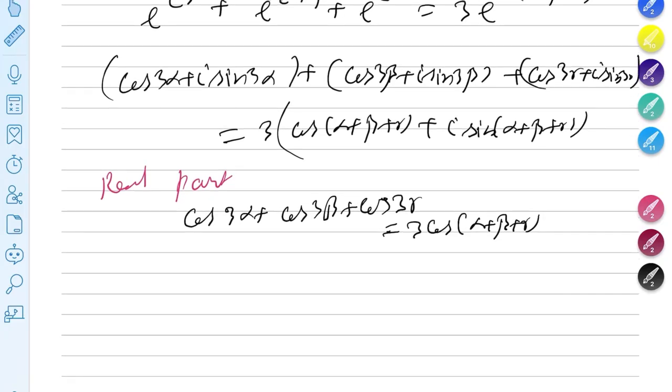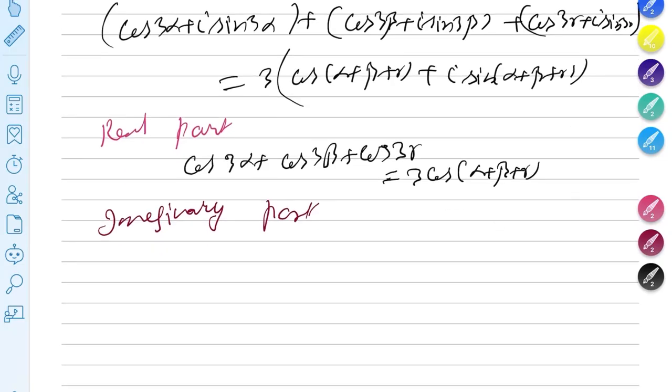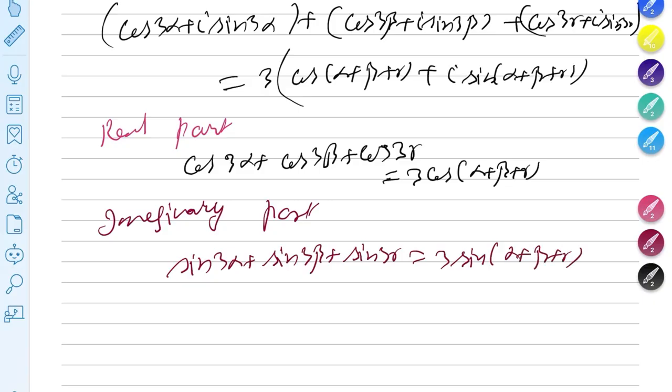So comparing the imaginary part, we will get the same way. The imaginary part on the left means sine 3 alpha, sine 3 beta, sine 3 gamma. On the right hand side, the imaginary part is 3 into I sine of alpha plus beta plus gamma. So comparing the imaginary part, we get sine 3 alpha plus sine 3 beta plus sine 3 gamma is equal to 3 sine of alpha plus beta plus gamma. Okay, so this is how we can prove the real part and the imaginary part.